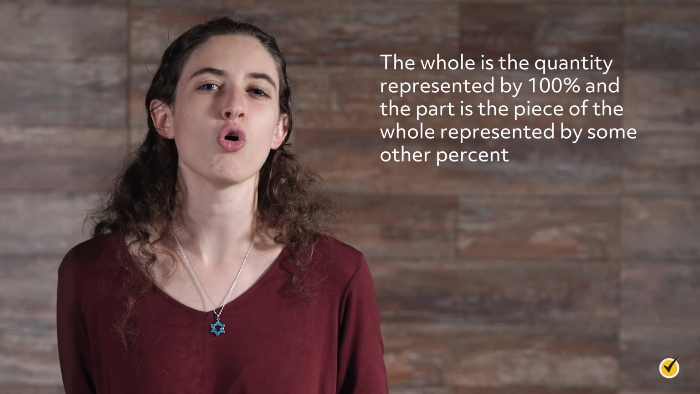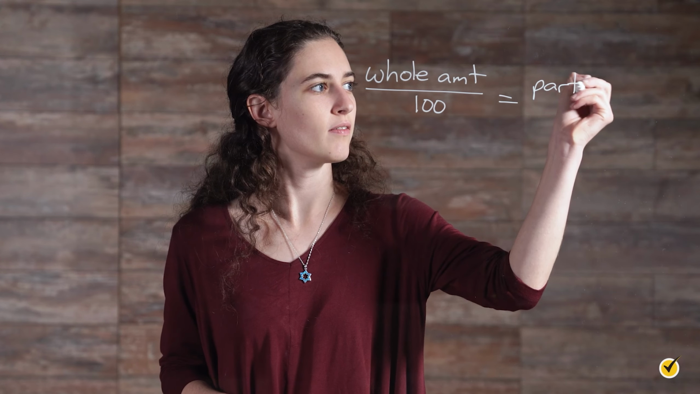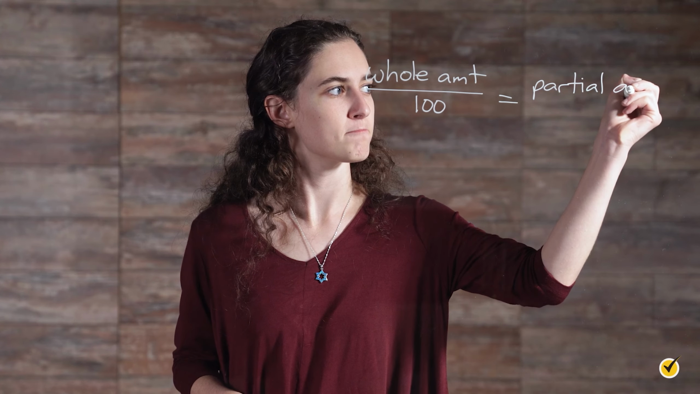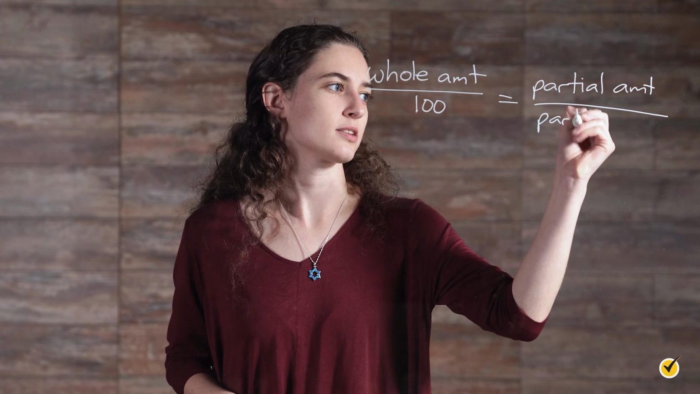Simply put, the whole is the quantity represented by 100%, and the part is the piece of the whole represented by some other percent. Generally, proportions with percents look like this. The whole amount over 100 is equal to the partial amount over the partial percent.